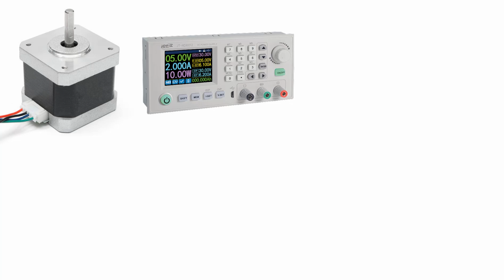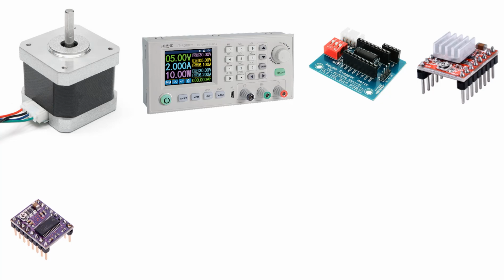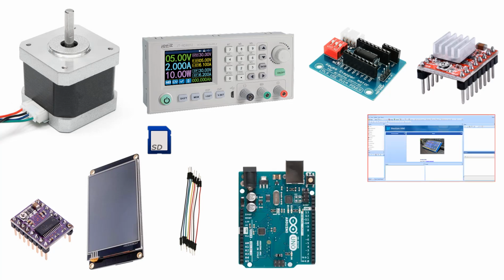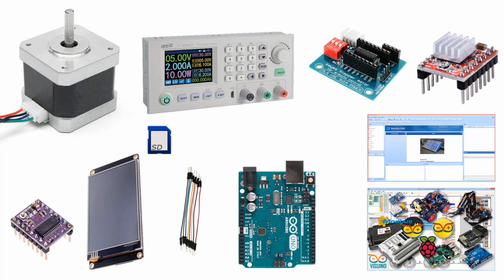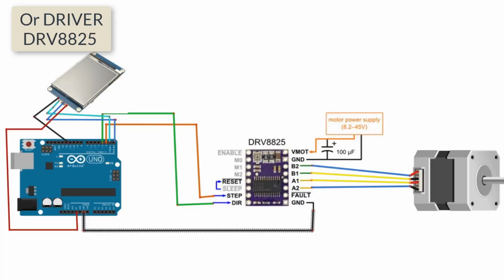So, for this project you'll need a stepper motor NEMA 17, a power supply for the motor, a stepper motor driver shield, stepper motor driver like A4988 or DRV8825, Nextion display, SD card, some jumper wires, Arduino board, Nextion editor software and Visuino program. Wire everything according to this schematic.